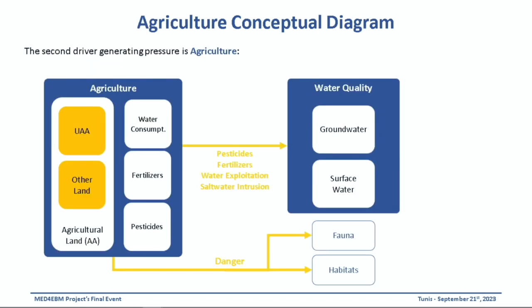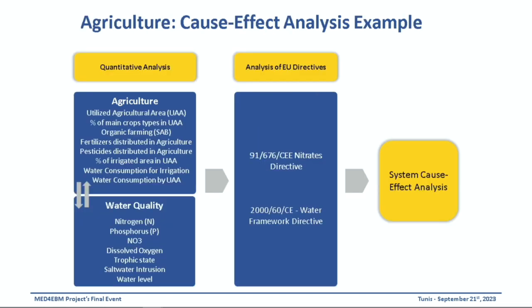Same thing has been done for agriculture, of course, but with a different reasoning and thought behind. We think and we saw with the outputs of the ISP that agriculture generates pressure on the groundwater and surface water mostly in terms of pollution, pesticides, fertilizers, in terms of water exploitation, in terms of saltwater intrusion. Again, during the system cost-effect analysis process that we performed with Dr. Francesca Pella, we again selected a set of indicators within our system, both for agriculture and for water quality. We studied the European directives and we reached a result in the system cost effect analysis.